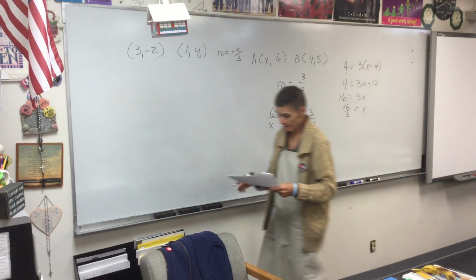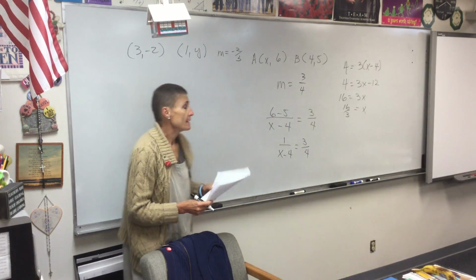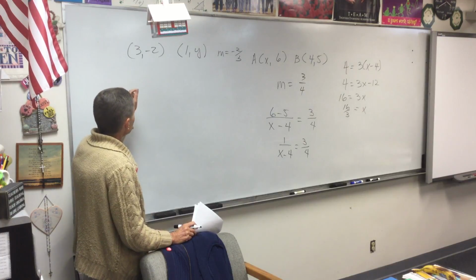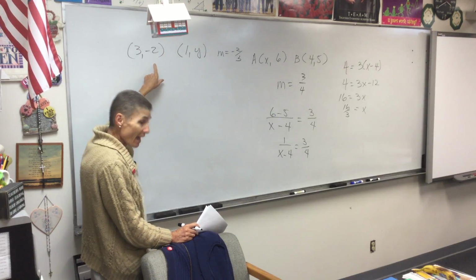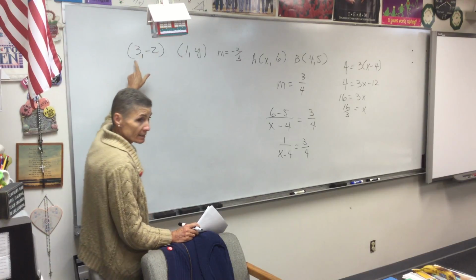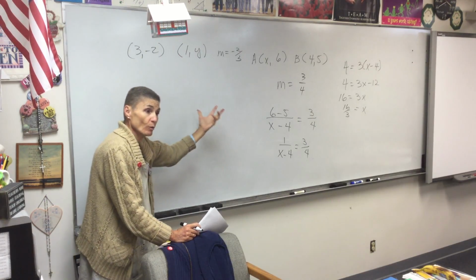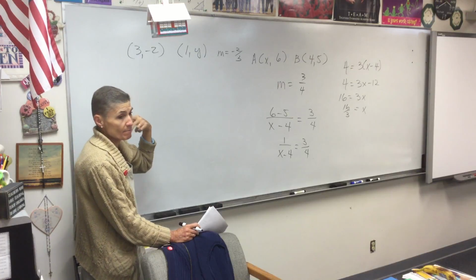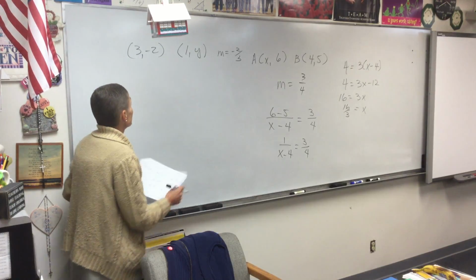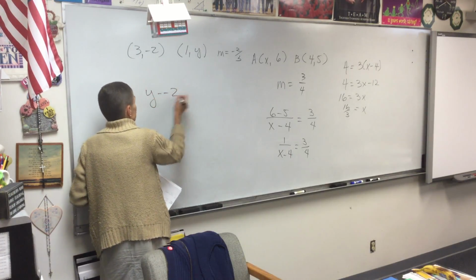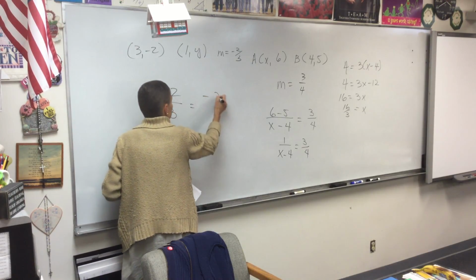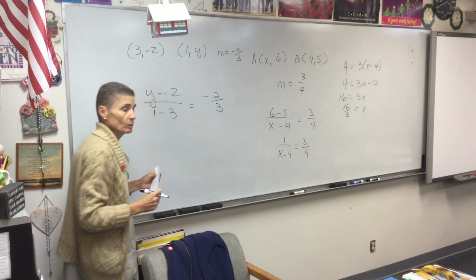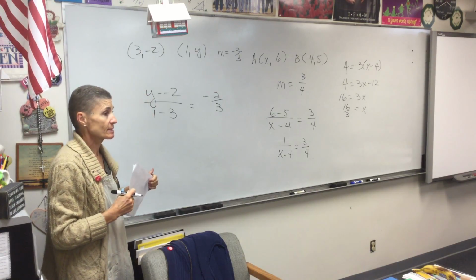Now, here's the thing though, Avery. If you're going to do y minus -2, then you have to do 1 minus 3. But as long as you're going the same direction, it doesn't matter which direction that is. Okay. So I like the idea of doing y minus -2 over 1 minus 3. And that has to equal -2/3 because that's my slope.